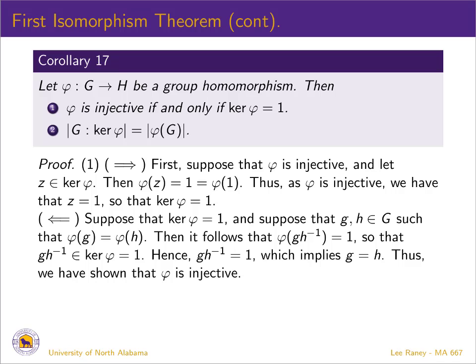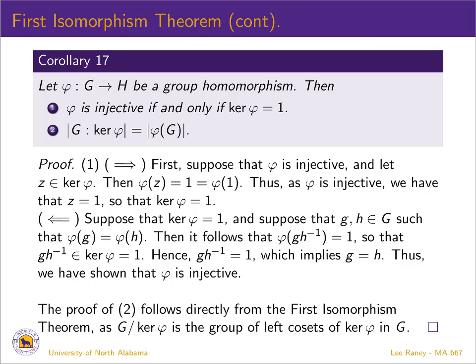Let's suppose that the kernel of phi is equal to 1, and suppose that g and h are in G with the property that phi of g is equal to phi of h. To show that phi is injective, we need to show that g is equal to h. Well, then it follows, again using properties of homomorphisms, that phi of the element g h inverse is equal to 1, and so what it means is that g h inverse is in the kernel of phi. But we've assumed that there's only one element in the kernel of phi, and so g h inverse is equal to that one element in the kernel of phi, which is the trivial element, the identity. And that yields that g is equal to h. And so we've just shown that phi is injective, completing the proof of part 1.